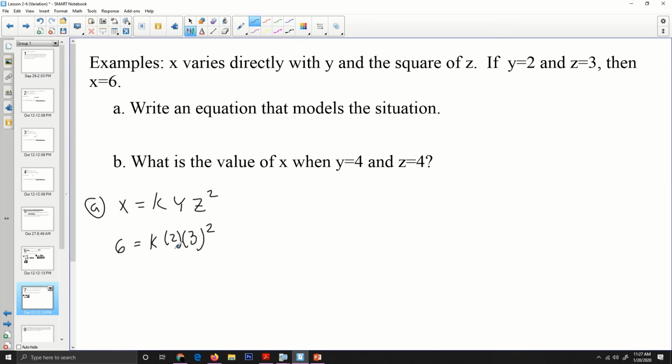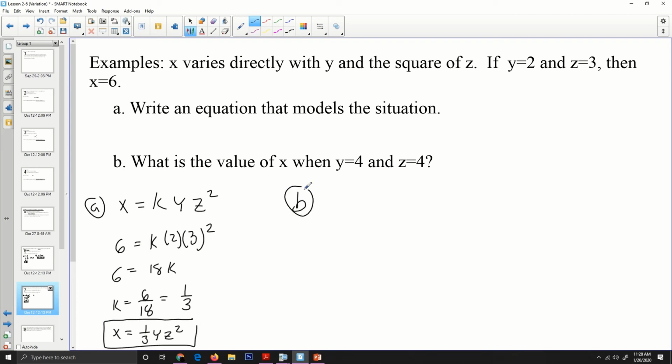Let's simplify on this side. 3 squared is 9, times 2 would be 18, so 6 equals 18k. Divide both sides by 18. I get k equals 6 over 18, which is 1/3. So that's my k, and my equation is going to be x equals 1/3 y z squared. That is that expression right there.